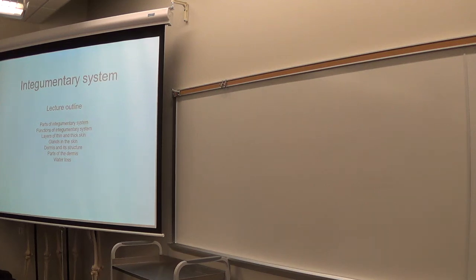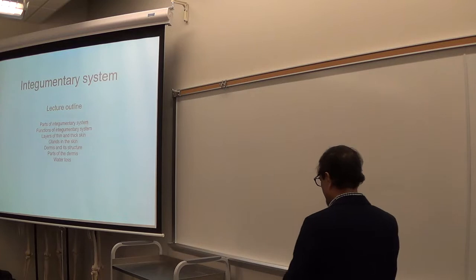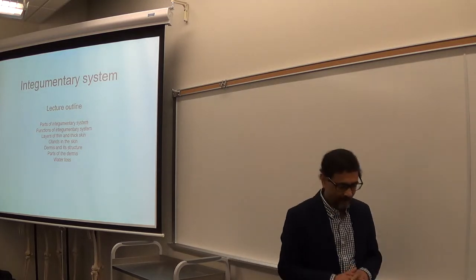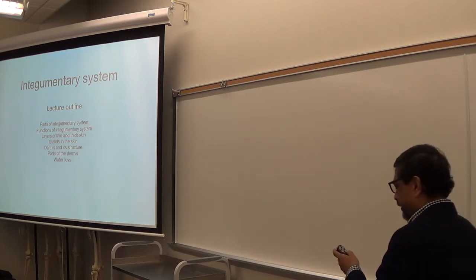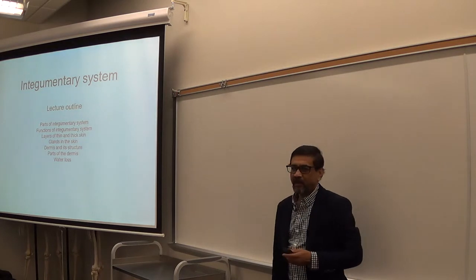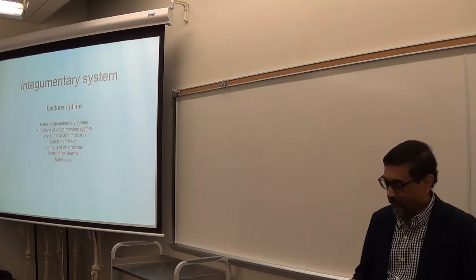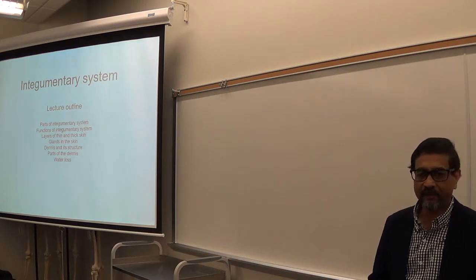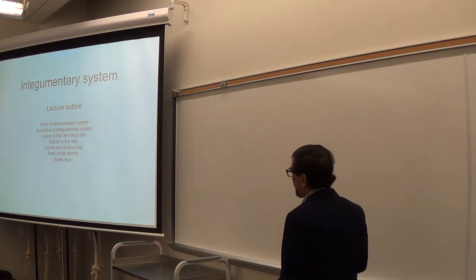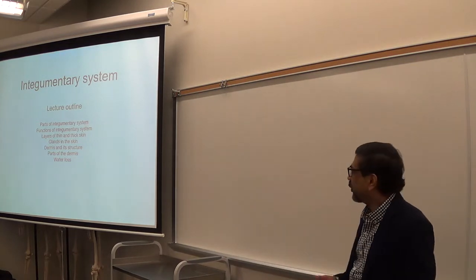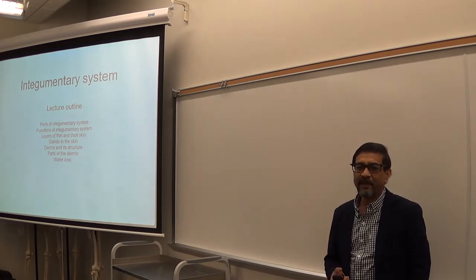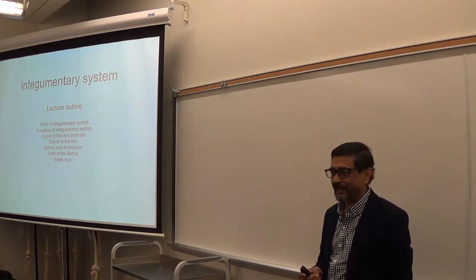We will start the integumentary system. You know that the human body consists of 11 systems, and the integumentary system is one of them. First, we'll see the parts of this system. Then we'll talk about the functions of the integumentary system. Then we will see the main part, which is the skin.